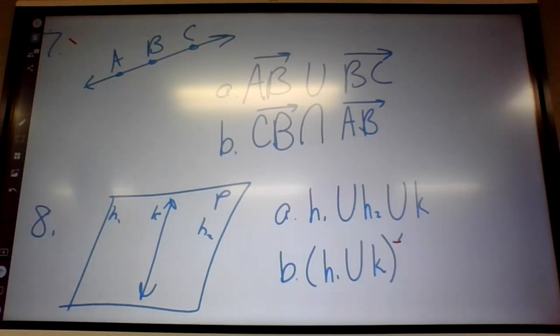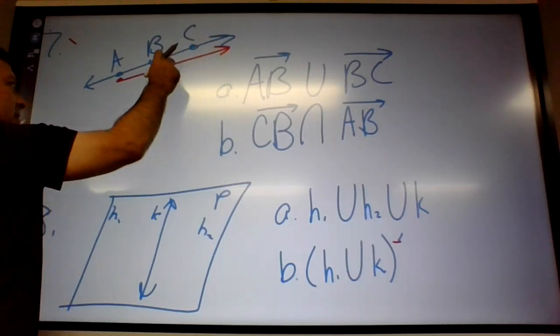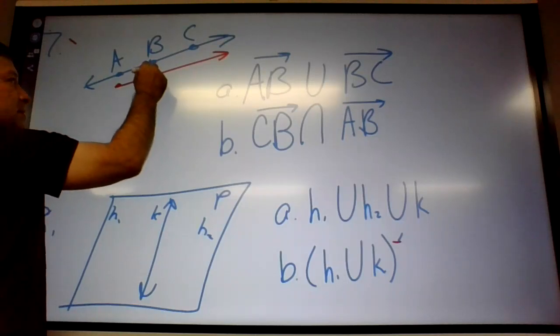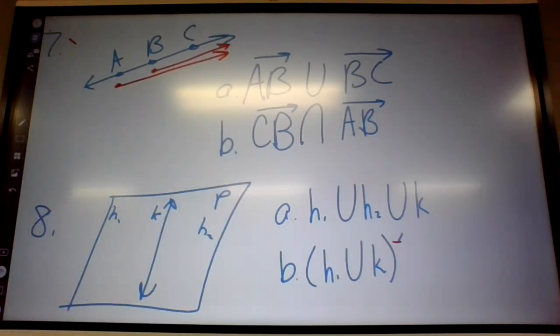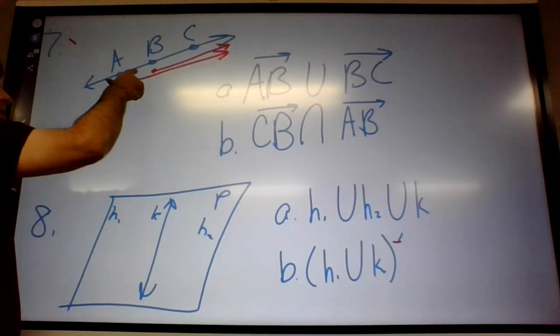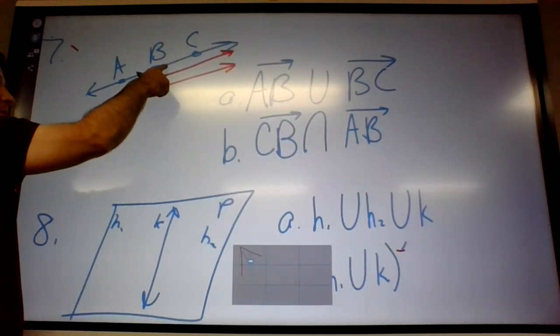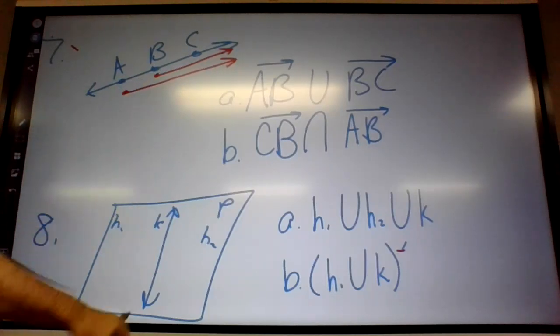All right. Let's see. Ray AB. So it starts at A, goes through B, kind of like that. And Ray BC starts at B, goes through C. James, what would the union of those two be? Ray AC. Right. So union just means you combine it all together. So this is redundant, not necessary. So it's just Ray AC, or you could call it Ray AB.